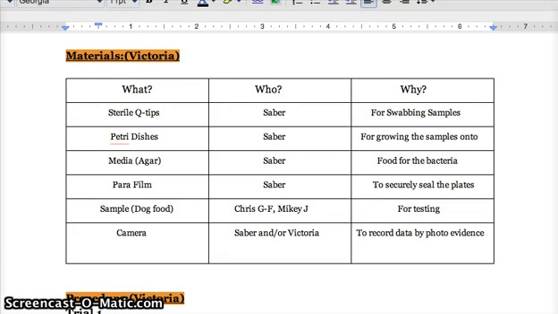Our materials show that we needed sterile Q-tips from our science teacher, Sauber, for swabbing samples, petri dishes from Sauber for growing the samples, media from Sauber as food for the bacteria, parafilm from Sauber to securely seal the plates, dog food from Chris and our friend Mikey for testing, and a camera from Sauber or Victoria to record data by photo evidence.